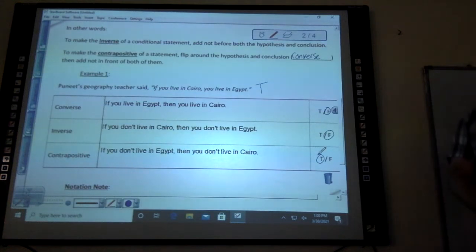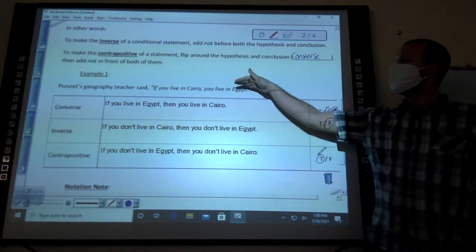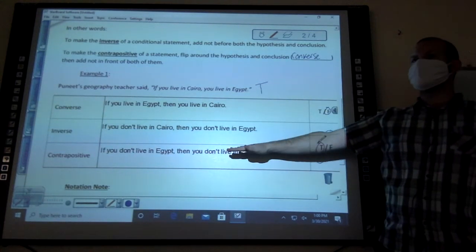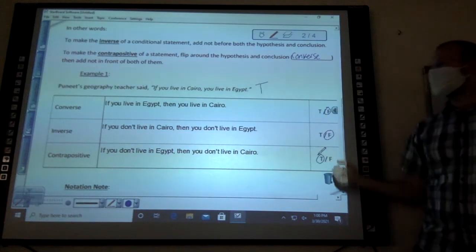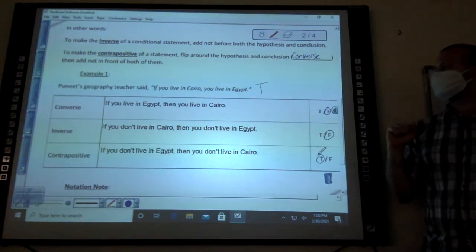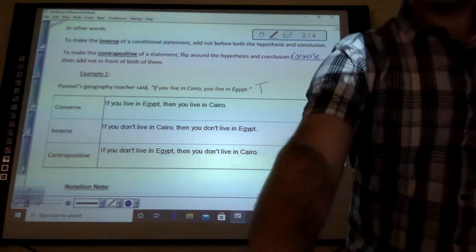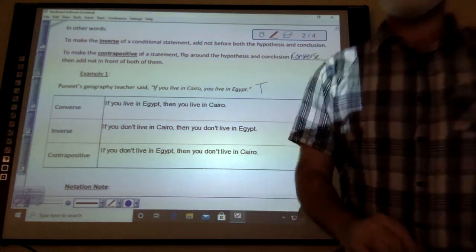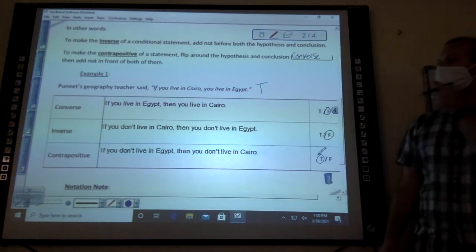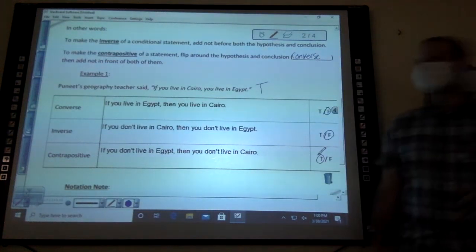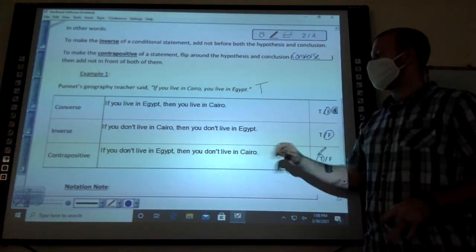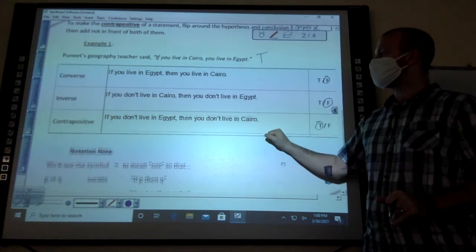This is the kind of question that I will give you on a test, where I give you an original statement. You need to make the converse, inverse, contrapositive, and write out true or false. This would be a great question to give you. Any questions with that? Yeah, we're going to get there.